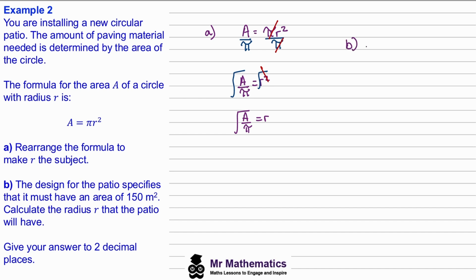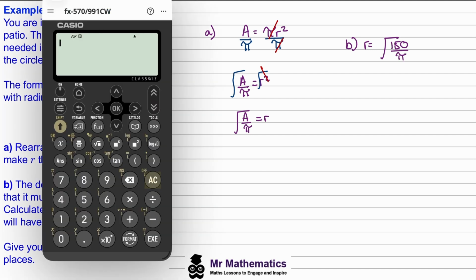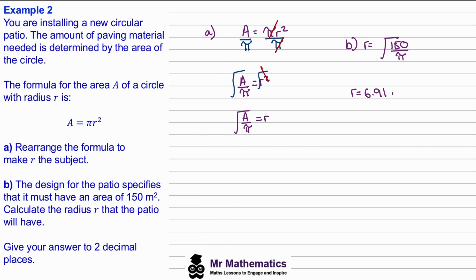So the radius will be the square root of the area 150 over pi. And we can do this on our calculators. We want the square root, using the fraction button, of 150 over pi. And we get approximately 6.91 to 2 decimal places. And this is in centimeters. Okay? Let's try example 3.